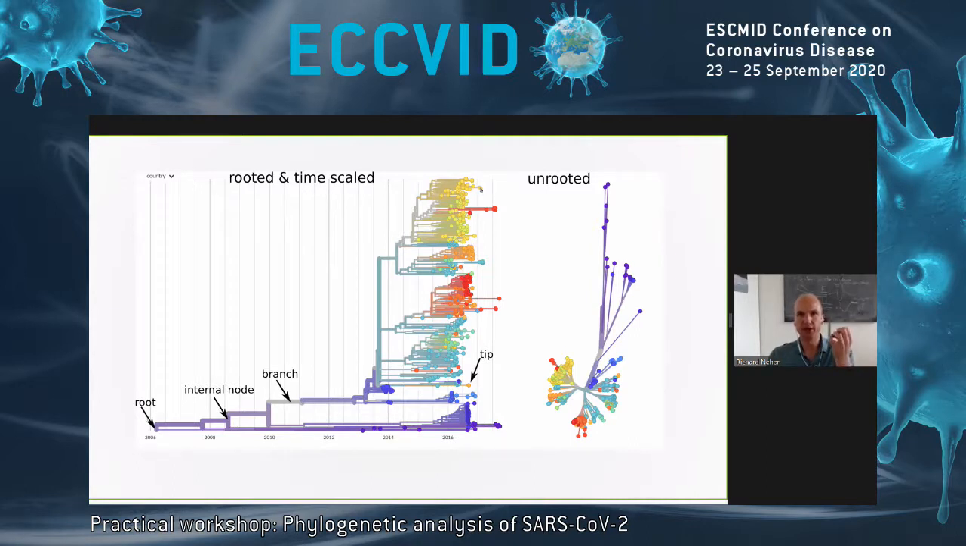So these little circles at the tips of the tree, we'll refer to them as tips or as leaves. Then the parts that connect different bits and pieces of the tree, they're called branches. And the branch points inside the tree are often called internal nodes. So this here would be a rooted and timescaled version of a tree.